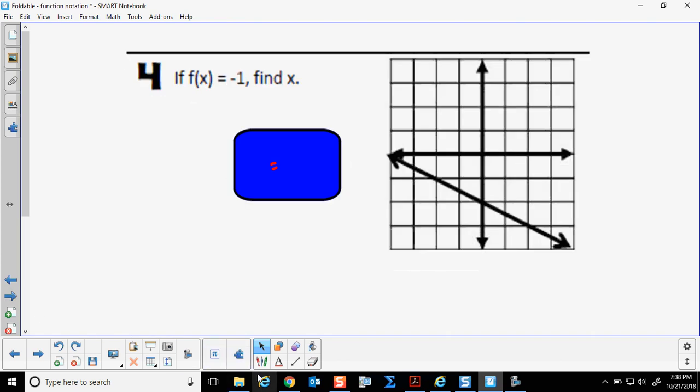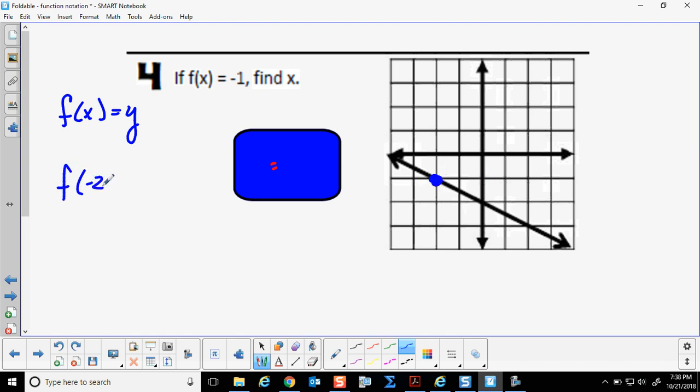If f of x is equal to negative 1, find x. So remember, f of x is equal to y. So they gave us the y, negative 1. So x is negative 2. So f of negative 2 is equal to negative 1.